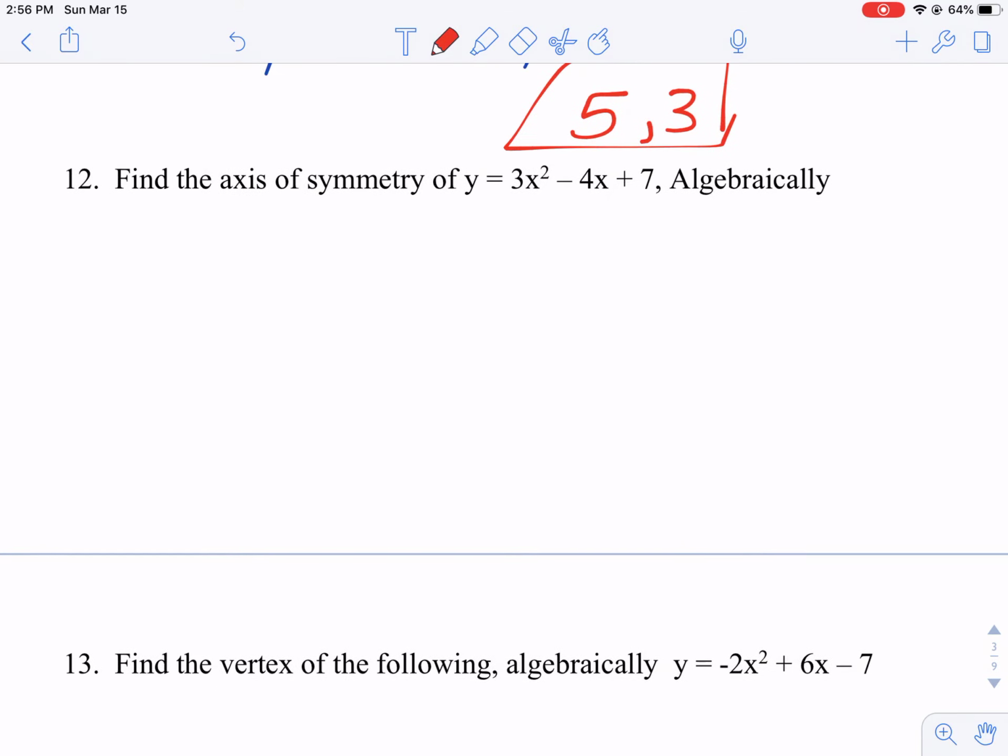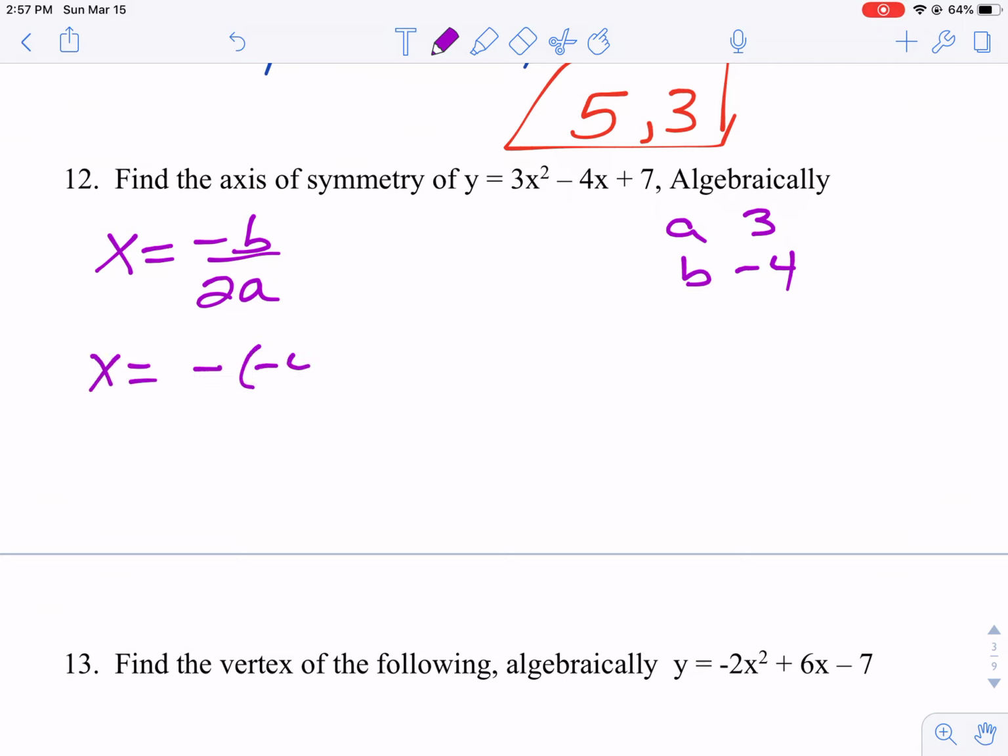All right, find the axis of symmetry algebraically. Common question on the algebra regents. Formula that you need to memorize. X equals negative b over 2a. So my a is 3, my b is negative 4. All we got to do is plug them in. X equals negative negative 4 over 2 times 3. So that gives us 4 over 6. So x equals 4 over 6. It did not say we had to simplify it, so that works.